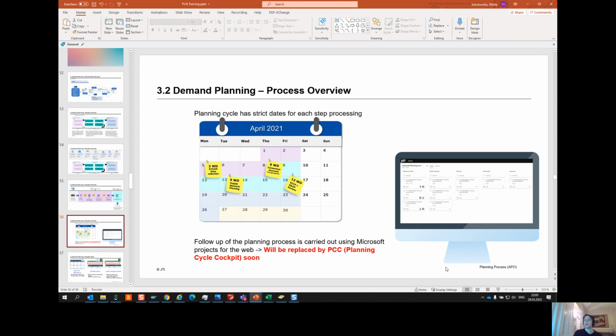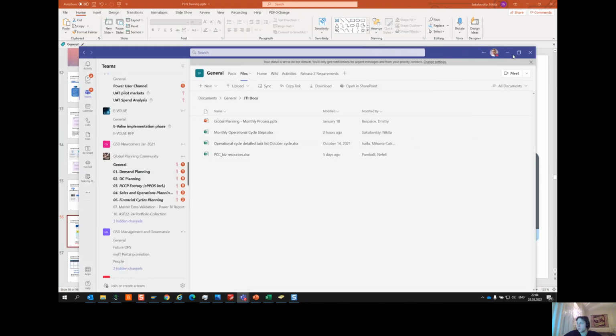Also, you might be curious how planners manage their tasks, how they distribute tasks between each other, and how they communicate. Of course, they communicate in Teams. I will now show you, just a second. There is a global planning community, which is quite big. Let me show it to you real quick.